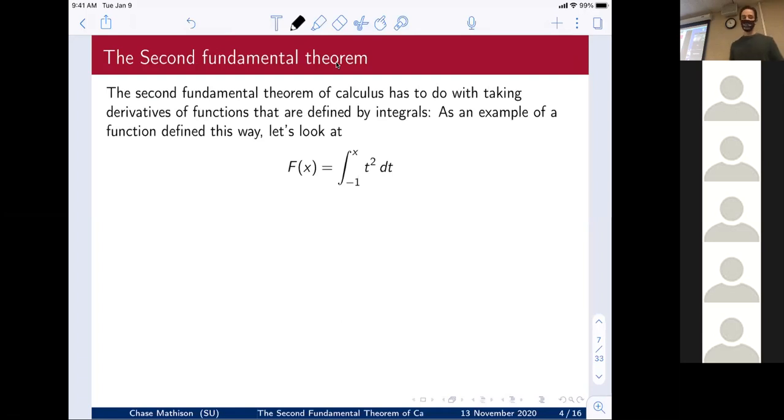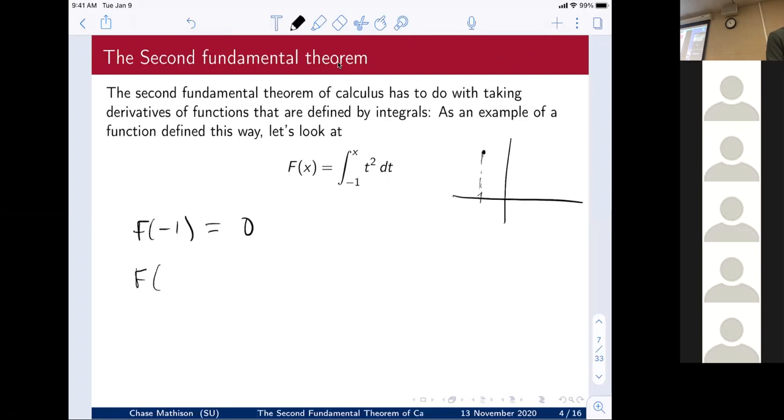Okay, so this is a function of x, right? Because I can plug in any old x into here and get an output. What is F of -1? What's the integral from -1 to -1 of t squared? Zero. Yeah, very good. It's 0, right? If I integrate a function over a single point, well, the area of the line is just 0.